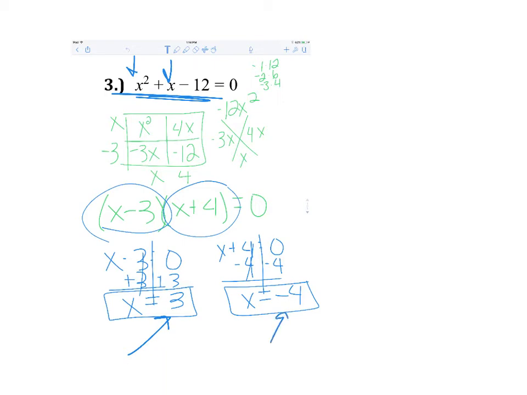Same thing with your negative 4. You'd plug that back in. Negative 4 times negative 4 is 16. 16 plus negative 4 is 12, and then 12 minus 12 is 0. So you're finding what numbers would make this equation equal to 0.